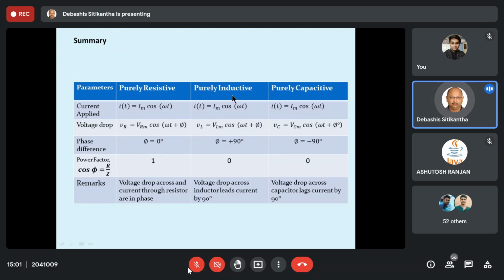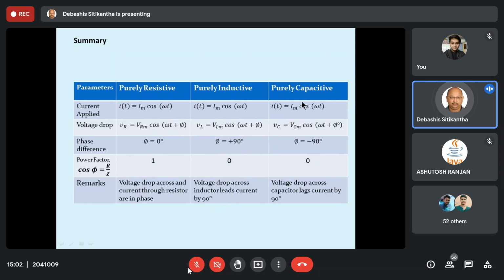Now let us throw some light on the purely inductive circuit. In this case, your phase difference is plus 90 degrees. So you can write the voltage drop equation as VL is equal to VLm cos(omega t plus 90 degrees). And cos of 90 degrees is equal to 0. That is why the power factor of a purely inductive circuit is equal to 0. In the remark we have written that the voltage drop across the inductor always leads the current passing through it by 90 degrees. This is the most important remark.